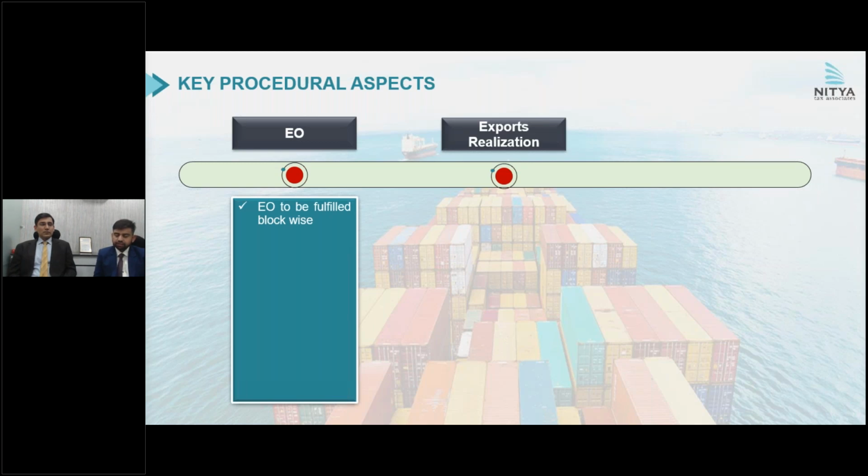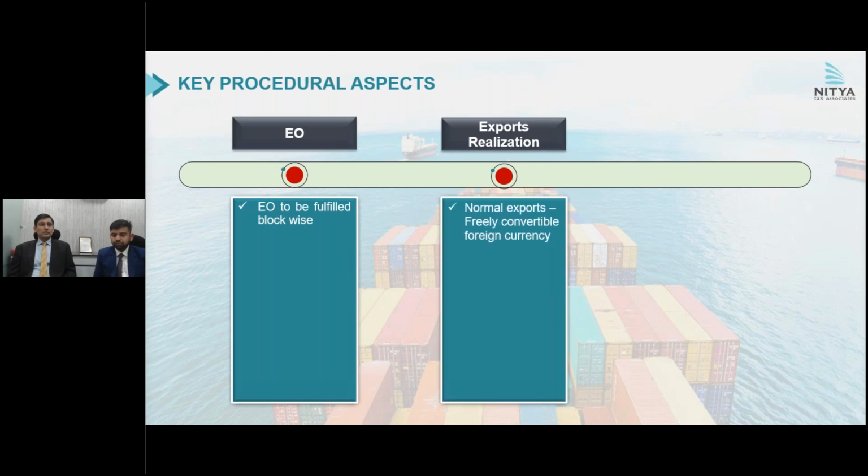Another thing is that when an exporter exports the goods, then the realization of such goods must be done in this manner. So suppose there is a normal export, then the exporter must get realization in free convertible foreign currency. Suppose the supply is made to deemed exports, then in this case in Indian currency. If the goods are supplied to an SEZ unit, then the money must be received in the foreign currency account. And if the goods are supplied to an SEZ developer or co-developer, then in any currency an exporter must get them.